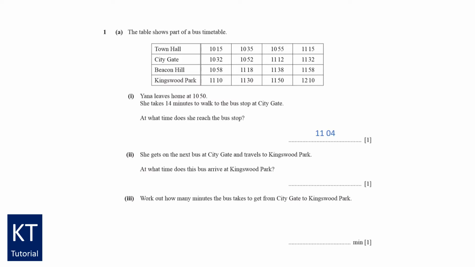Next, she gets on the next bus at Citygate and travels to Kingswood Park. At what time does the bus arrive at Kingswood Park? For the time she reaches the bus stop, her next bus is at 11:12, making her arrival at Kingswood Park 11:50 from the table. Next, work out how many minutes the bus takes to get from Citygate to Kingswood Park. The math should get us to 38 minutes.